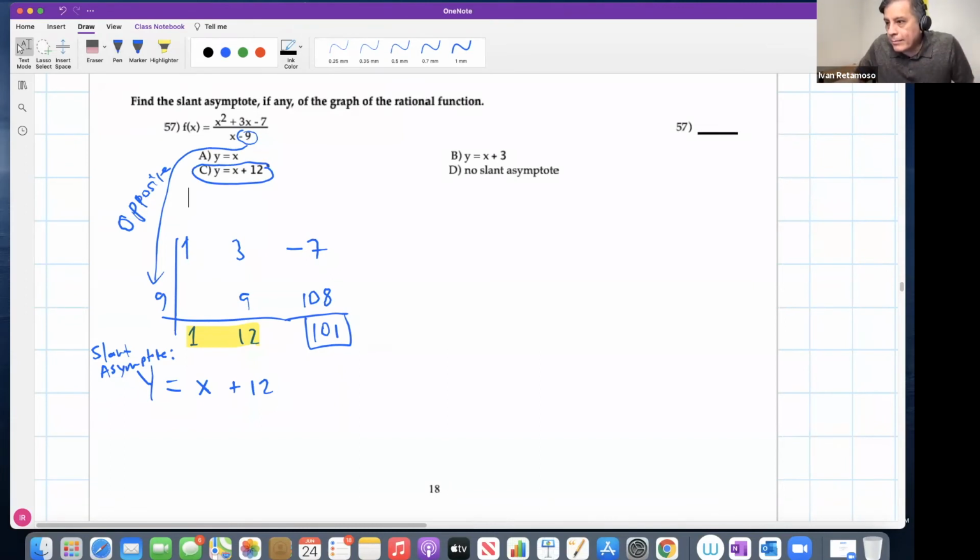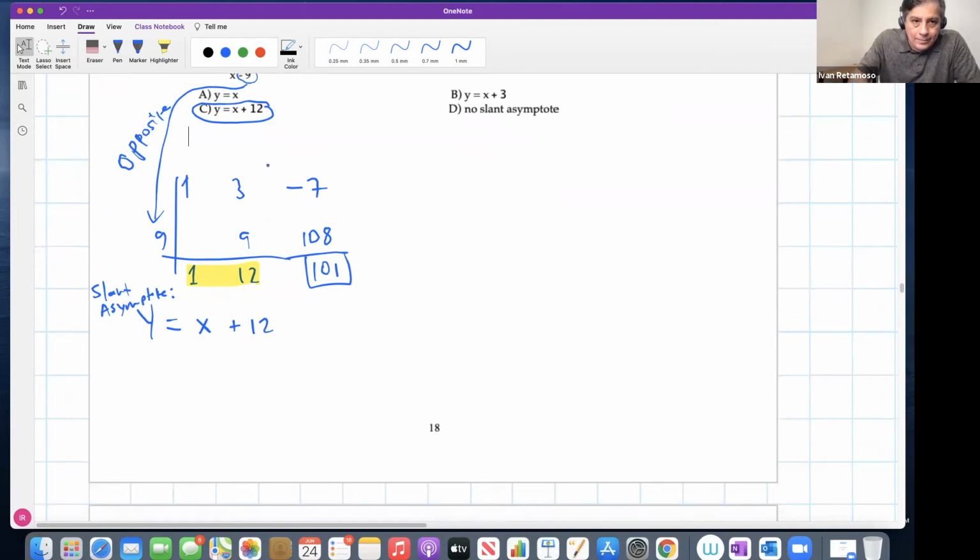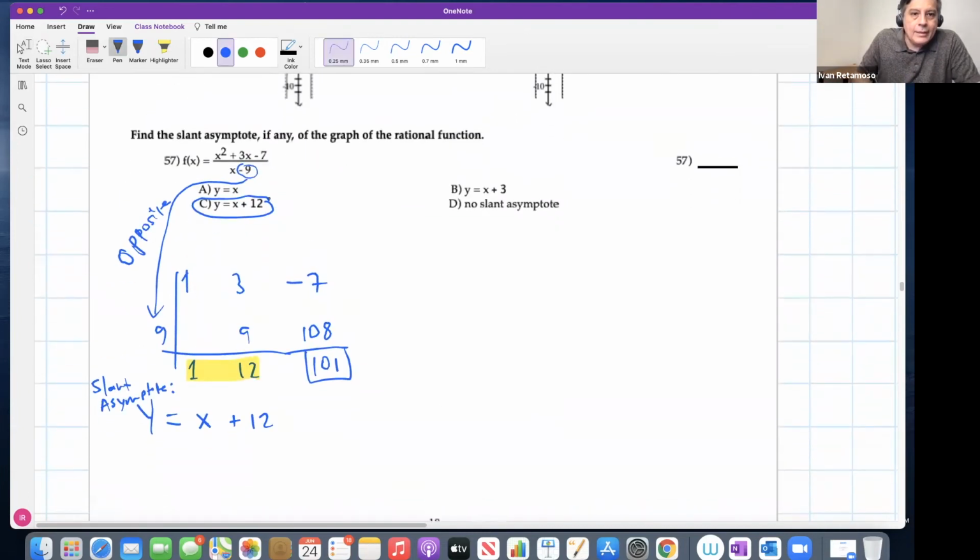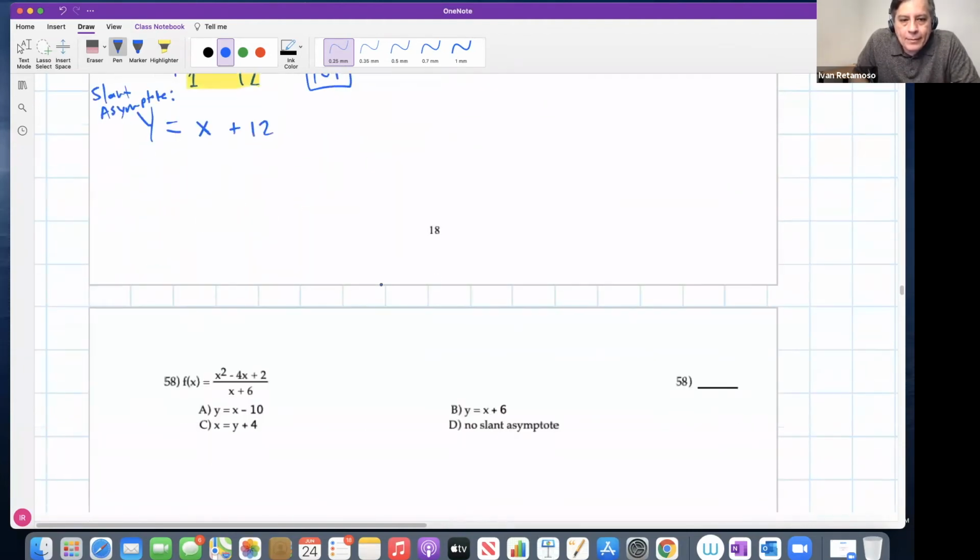That is what we call the slant asymptote, right? Very good. All right, great. And you may say, how do you know there is a slant asymptote? We explained in class, this is top heavy, right? Top heavy rational functions. When the difference of the degrees is 1, they show a slant asymptote, right? Good. Now, here is another one.